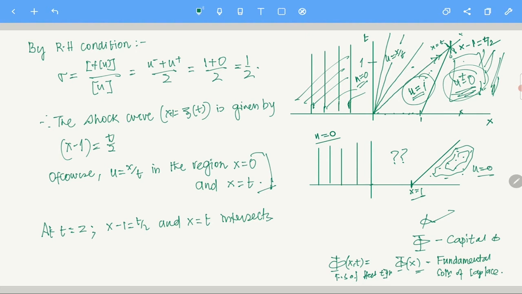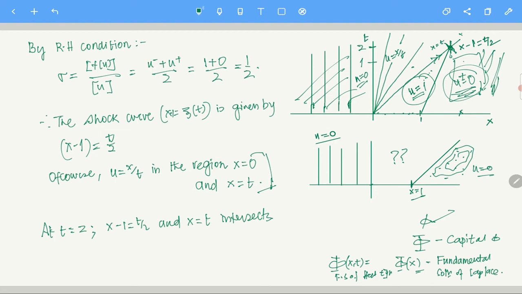Okay, between this area u equals 1, that we have. But what is happening here is this. See, if you move forward to the point t equals 2, let's say this is t equals 2. Okay, x minus 1 equals t by 2 and x equals t, these two again intersect. Okay, when it intersects, what is happening is this.